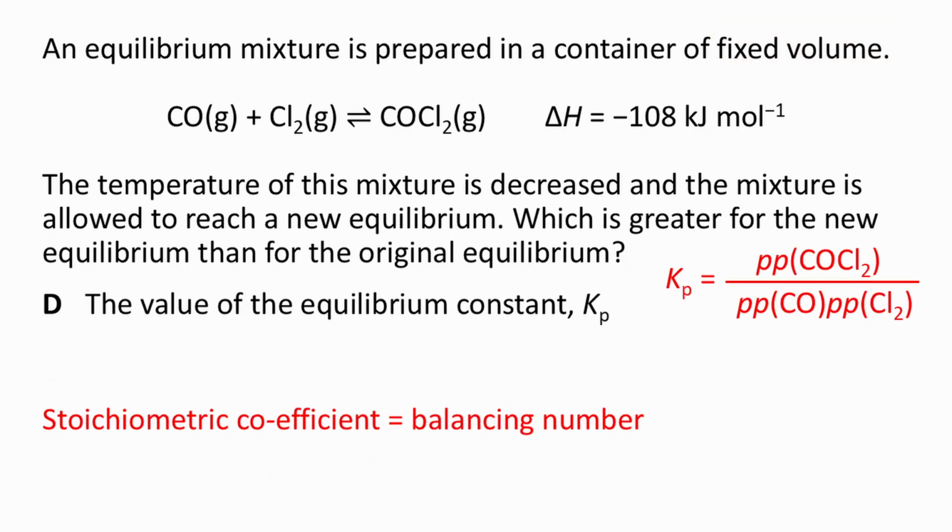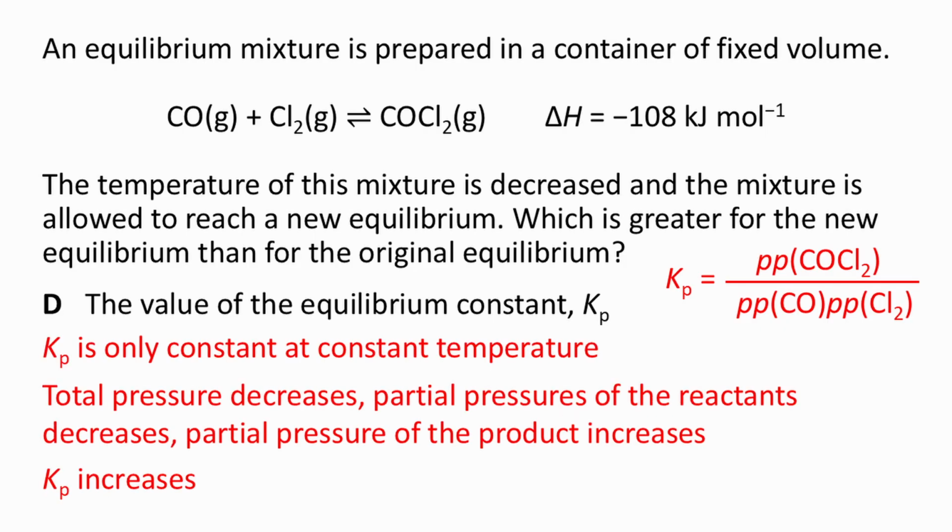Kp is equal to the partial pressures of the products divided by the partial pressures of the reactants. There are no balancing numbers in this equilibrium. These are formally known as stoichiometric coefficients. Therefore, there are no powers in the Kp expression. We have already deduced that the total pressure of this system decreases when the temperature is decreased. We have also worked out that the equilibrium shifts right when the temperature is decreased.